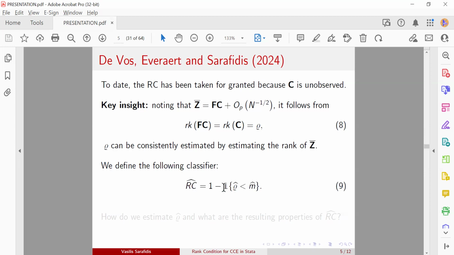So here, this is an indicator function which takes the value of 1 when the statement inside the curly brackets holds true and 0 otherwise. So when the estimated rank of C is less than the estimated number of factors, then this term equals 1, 1 minus 1 equals 0, so the rank classifier equals 0. On the other hand, when this argument is not true, the rank classifier equals 1, so the rank condition is deemed to be satisfied.